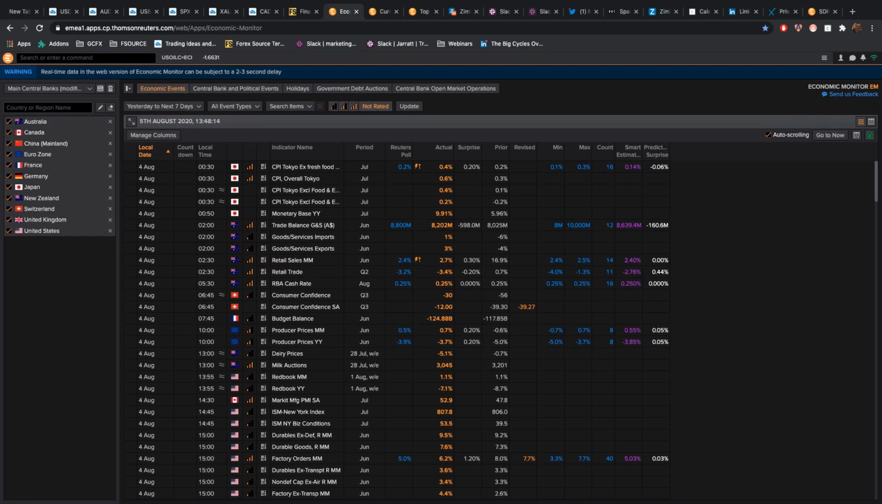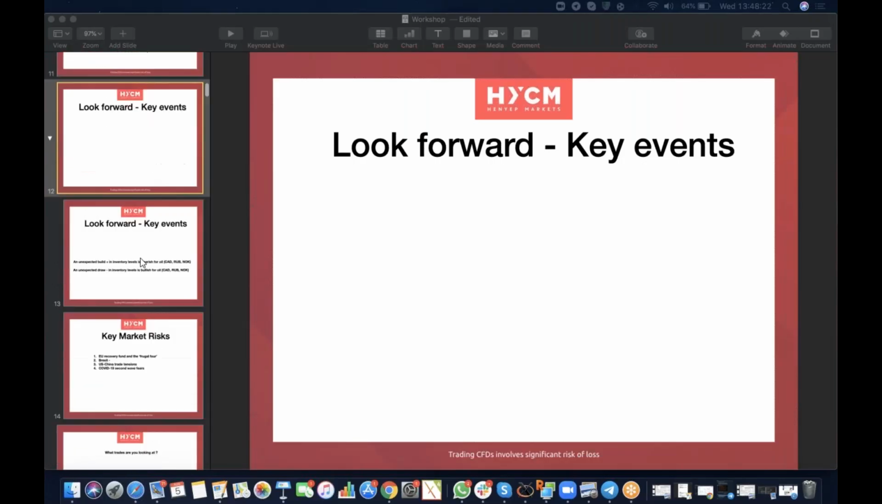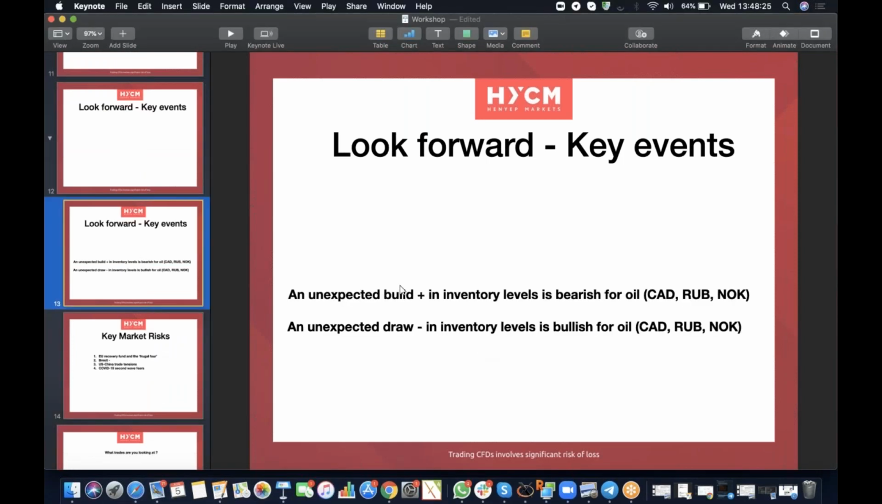Now, going back to our main screen, we've covered the key events. And just remember, with oil, if you get an unexpected build, many retail traders get confused with the draw and the build numbers. So just remember, if there's an unexpected build in inventory levels, that's bearish for oil. And for the other petro currencies like the Russian ruble and the Norwegian krona, if you get an unexpected draw in inventory levels, that's bullish for oil, the CAD, the Russian ruble, and the Norwegian krona.